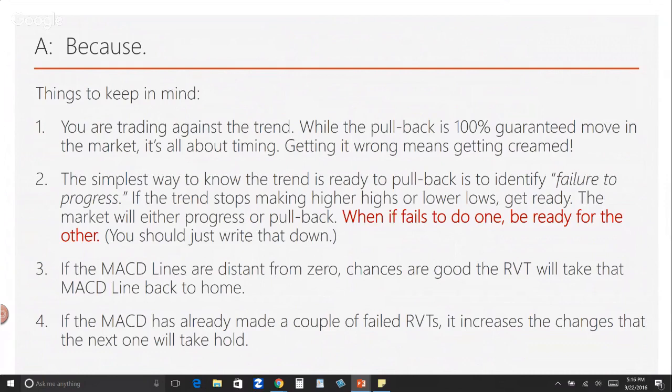So the simplest way to know the trend is ready to pull back is to identify failure to progress. If the trend stops making higher highs or lower lows, then you want to get ready. The market will either progress that trend or it's going to go into that pullback. And when it fails to do one, you can be ready for the other. That's just a little trading tip that you can write down. If the MACD lines are distant from zero, chances are good the reverse trigger finger will take that MACD line back to its home base, back to zero. And lastly, if the MACD has already made a couple of failed reverse trigger fingers, then it increases the chances that the next one is going to take hold.